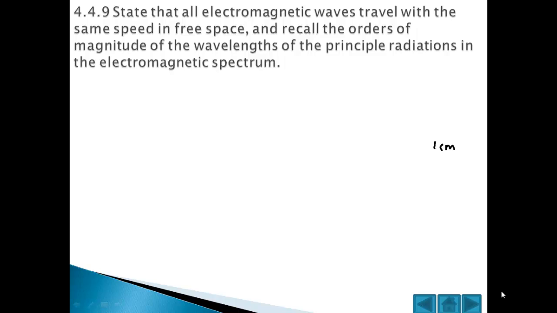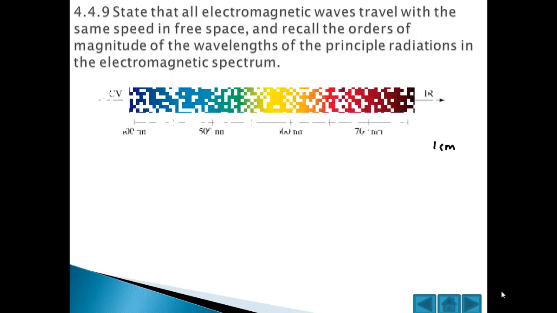Now we look at the electromagnetic spectrum. In the syllabus it states that you should know that all the electromagnetic waves travel with the same speed in free space, in a vacuum, 3 times 10 to the 8 meters per second. You need to recall the orders of magnitude of the wavelengths of the principal radiations in the electromagnetic spectrum. So we have to focus on wavelengths.